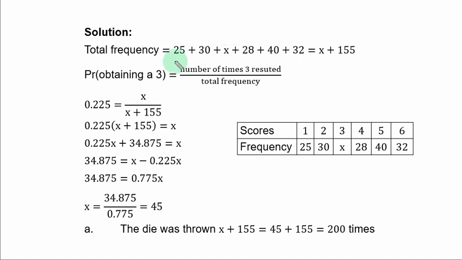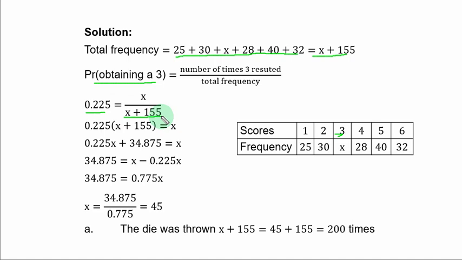So total frequency is 25 plus 30 plus S plus 28 plus 40 plus 32. That is S plus 155. Probability of obtaining a 3 is equal to number of times 3 resulted all over the total outcome. That is total frequency. So you have 0.225 equal to number of times 3 appears. Frequency of 3 is S. So you have S all over sum of frequencies, S plus 155.